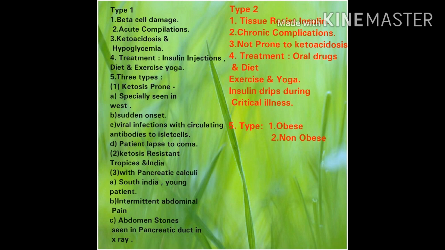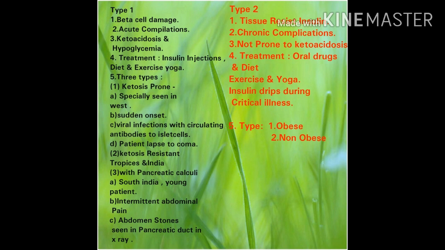So in type 1 diabetes, if we look at the treatment, it is insulin injections, diet, exercise and yoga. In type 2 diabetes, treatment is oral drugs to control or enhance the insulin hormone, diet, exercise and yoga, and insulin drips can be given if a critical situation or any critical complication occurs. In that case, we give insulin drips to the patient.